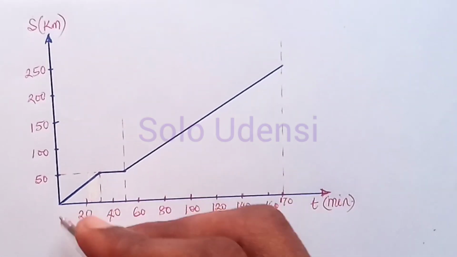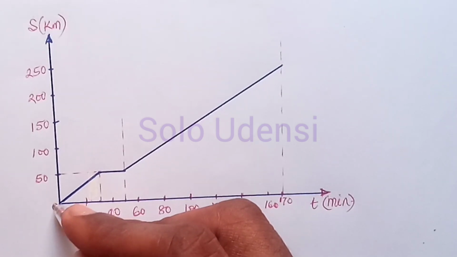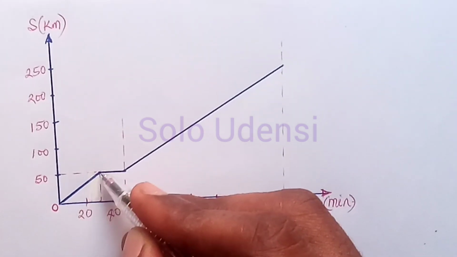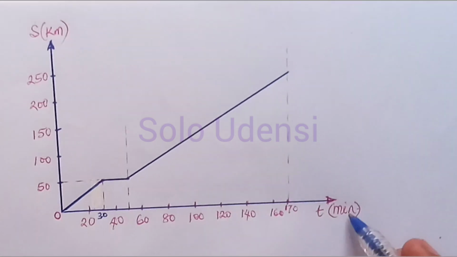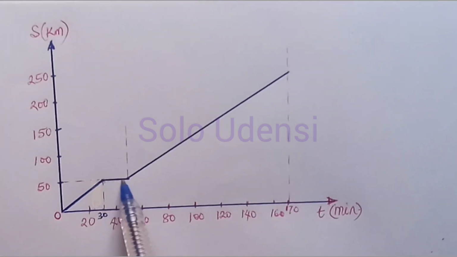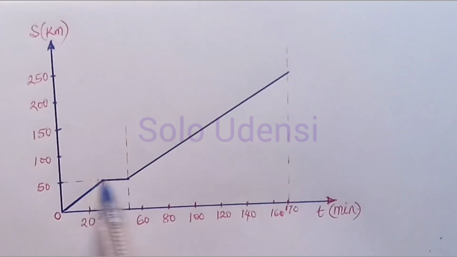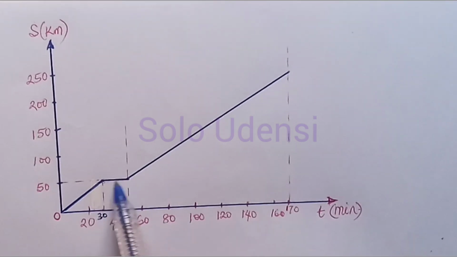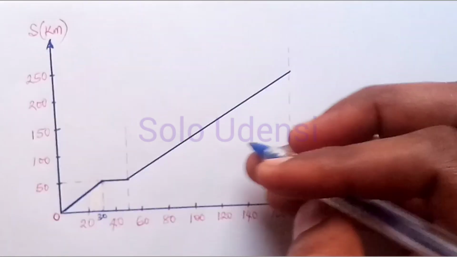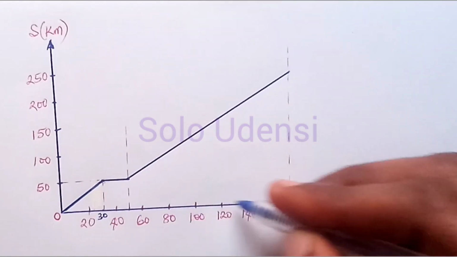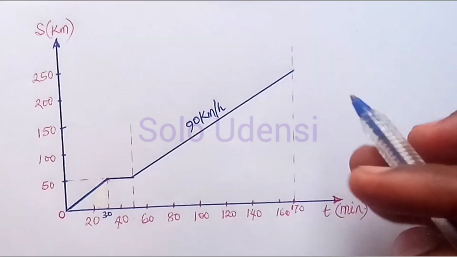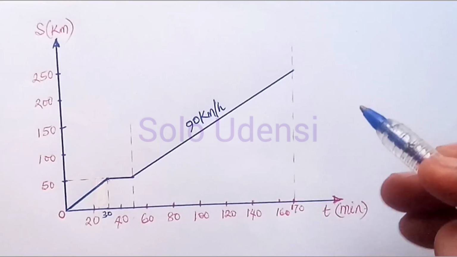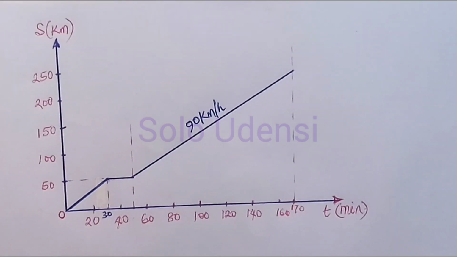So the train starts from origin 0 and moves 50 km in 30 minutes. That's half an hour, 30 minutes. Then it stopped at a station. There's no movement up, so it stayed, but time was moving for 20 minutes. Then it moved at 90 km per hour after that 20 minutes for 2 hours. We find out that from 170 to 50 is 120 minutes. That's 2 hours. So we want to find the average speed throughout the whole journey.